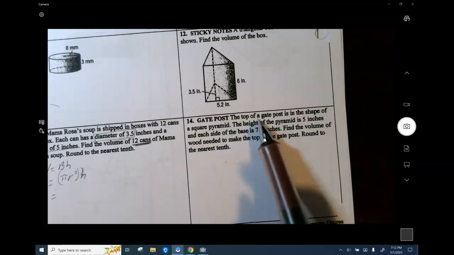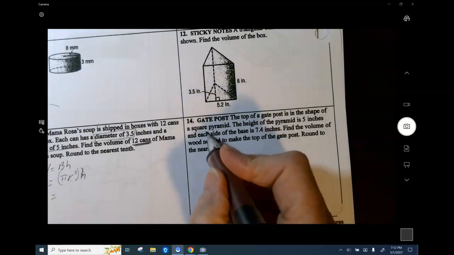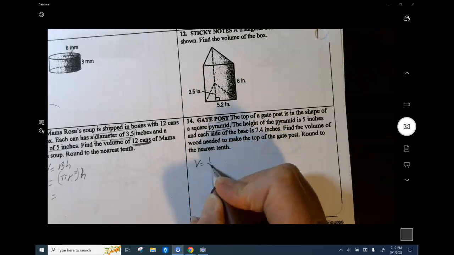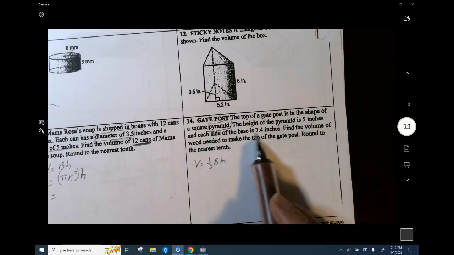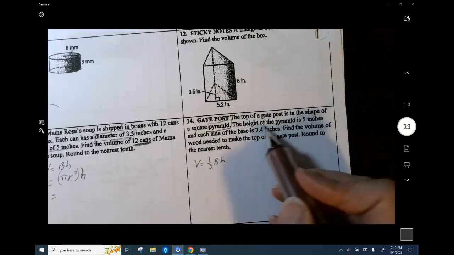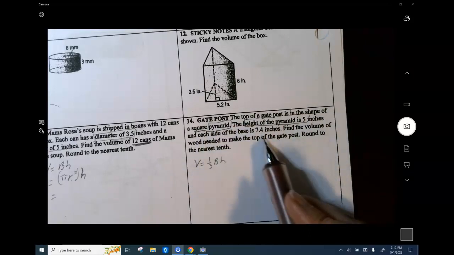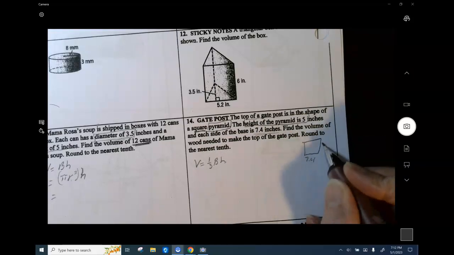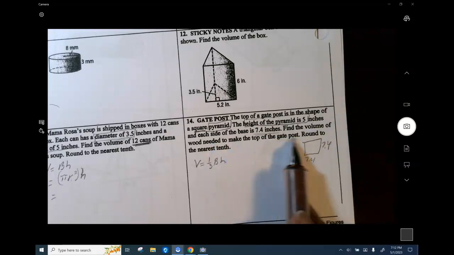So the gatepost, the top of the gatepost is the shape of a pyramid. So this one is a pyramid. That means I'm going to use 1/3 area of the base times height. The height is 5 inches and each side of the base is 7.4. So the height of the pyramid is 5. It's a square pyramid, and so it's saying that the base is all 7.4. So if you have a square pyramid, each one is 7.4, right? Okay, so find the volume of the wood needed to make the top of the post.